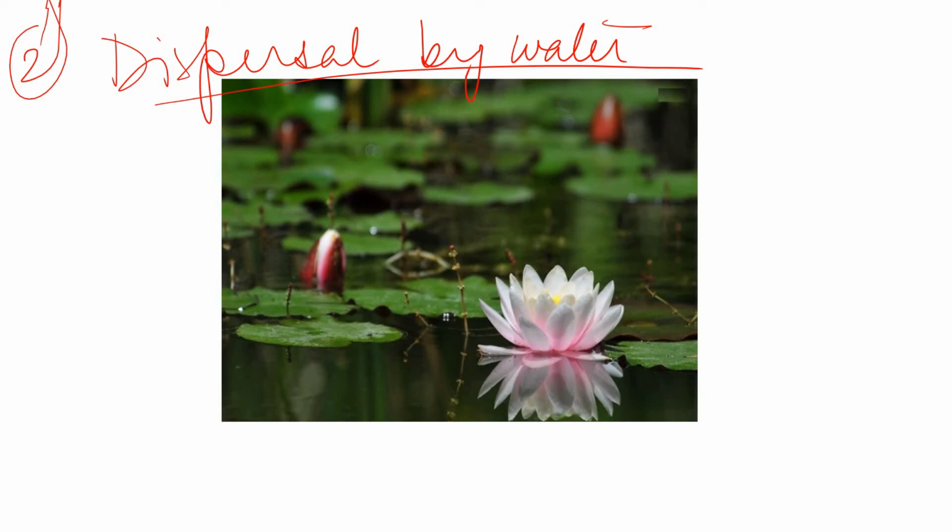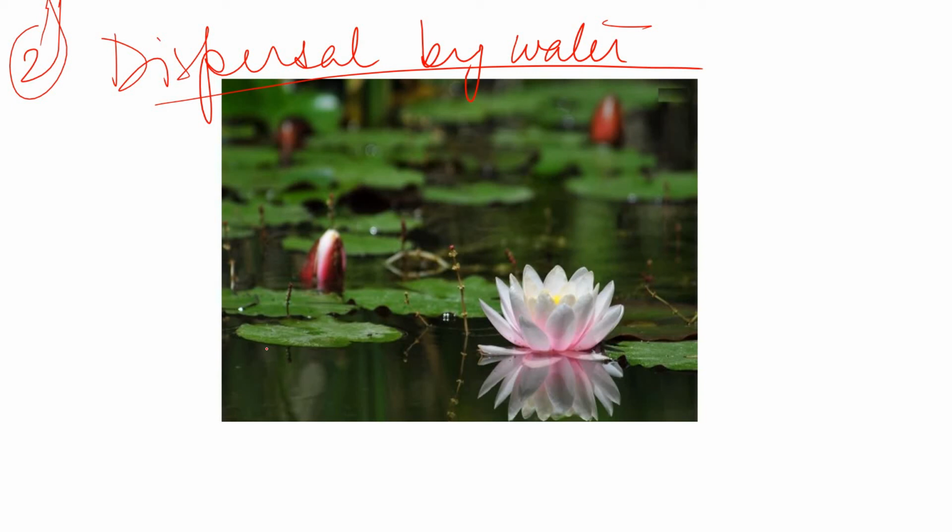Now see, some fruits have a waterproof covering and are so light that they can float on water and are carried off to far off places. The coconut has a heavy seed inside, but it can still float on water because the seed is covered by spongy layers of fiber filled with air. Other examples of plants whose seeds are dispersed by water are lotus, water lily and foxglove.